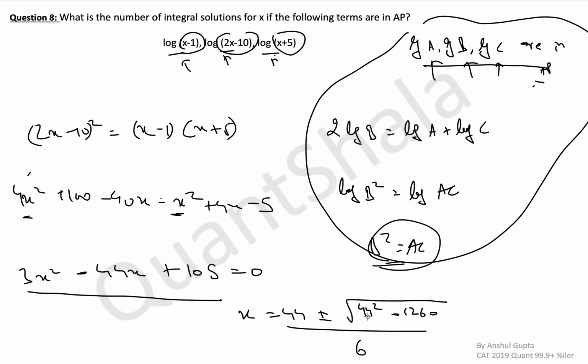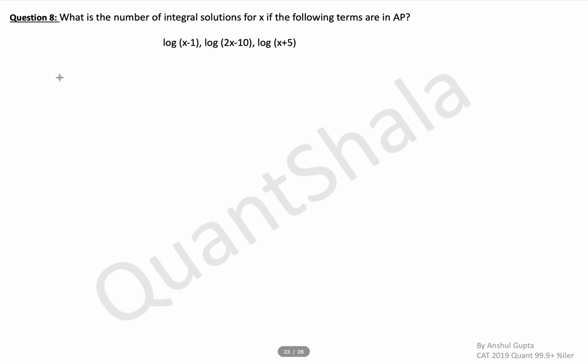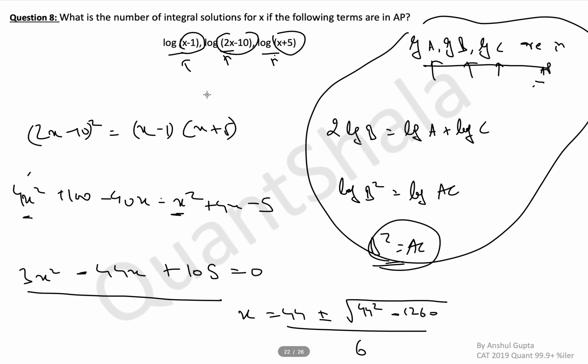If you don't know how to calculate this quickly, again on the I icon there is a video where I am teaching how to calculate fast squares within 3 or 4 seconds. So 44 square you can calculate very quickly using that trick. So make sure you watch that video as well. Okay. So I'll write that here. We have x is equal to 44 plus minus under root 44 square minus 1260 divided by 2. This is what we had, right?